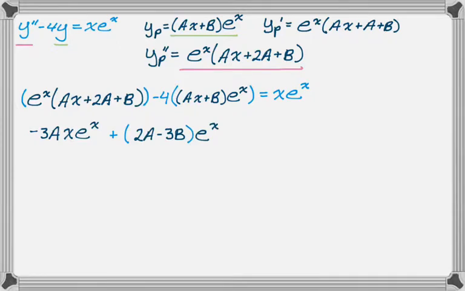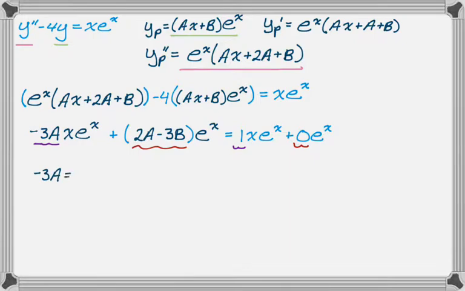And then I like to rewrite the right hand side at this point so that I have an x e to the x and an e to the x. So it's going to be 1 x e to the x plus 0 e to the x's. And now I can just look and see, I know negative 3a should equal 1, and I know that 2a minus 3b should equal 0.